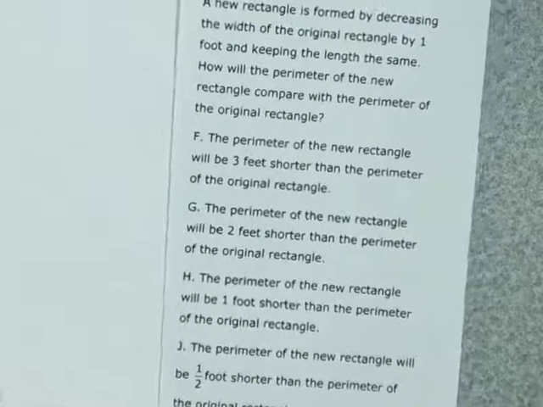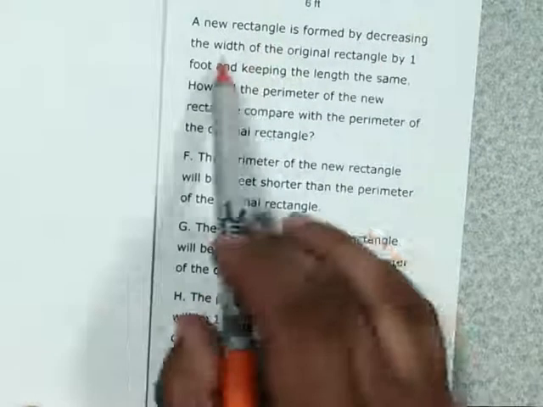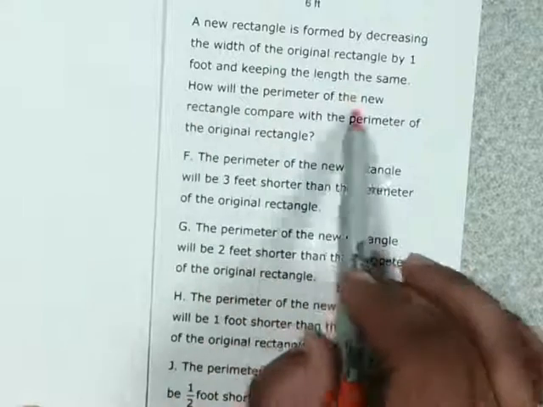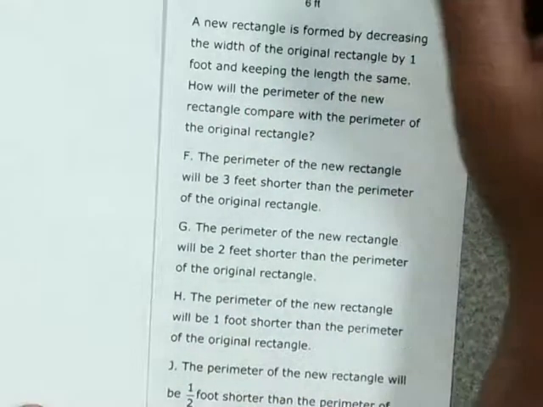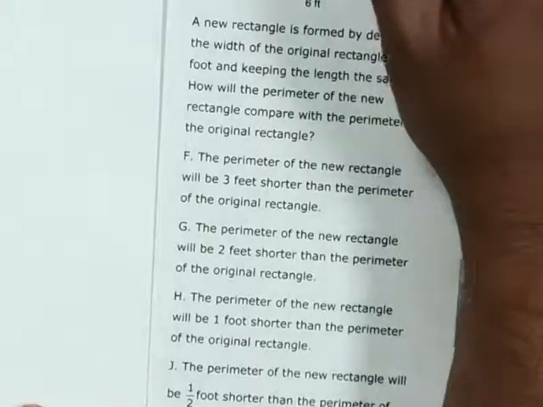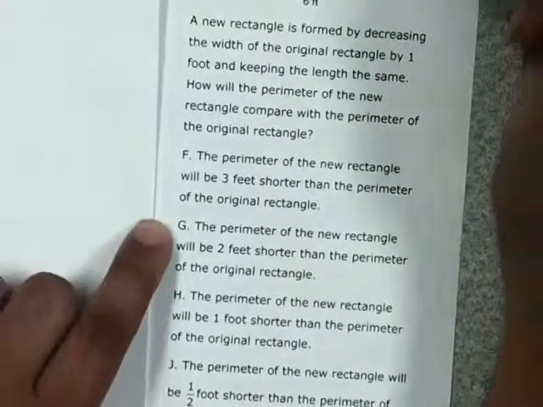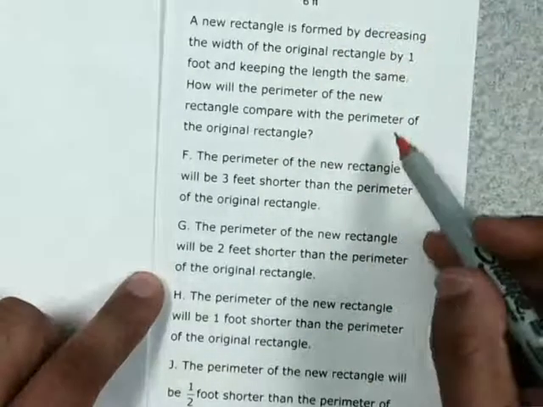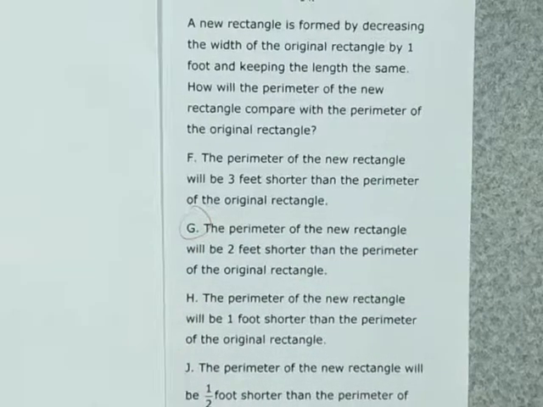Number 46, a rectangle has a perimeter of 18 feet and a length of 6. A new rectangle is formed by decreasing the width of the original rectangle by 1 foot and keeping the length the same. How will the perimeter of the new rectangle compare with the perimeter of the original? Since I am only changing one of the dimensions, I'm going to subtract 2 from the original, which is going to be G for that one.